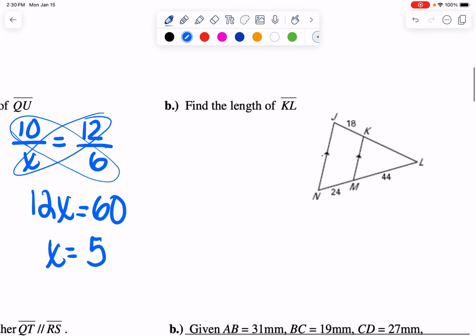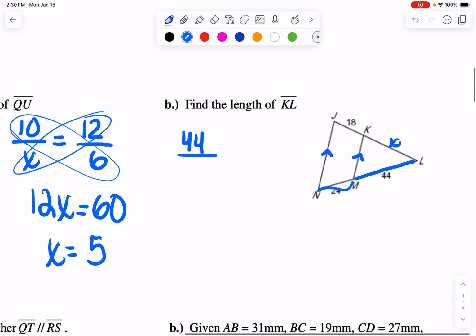So now your two parallel lines are here and there. You need to find the length of KL, which is up here. So what I'm going to do is set up my proportion to solve for that. I'm going to start off with this 44 over the line extended, which is going to be 24, and that's going to equal the other side. So the smaller part, X, over extended is 18.